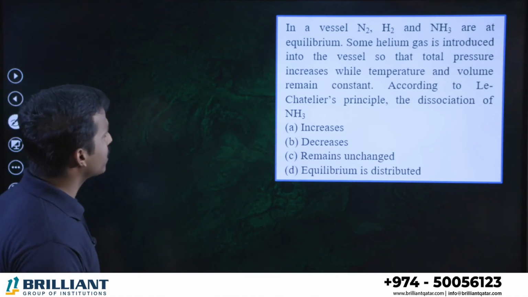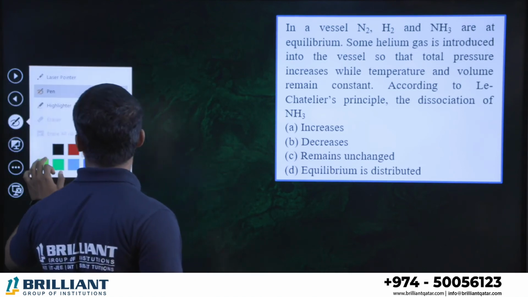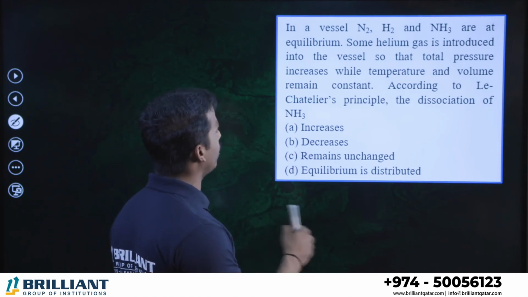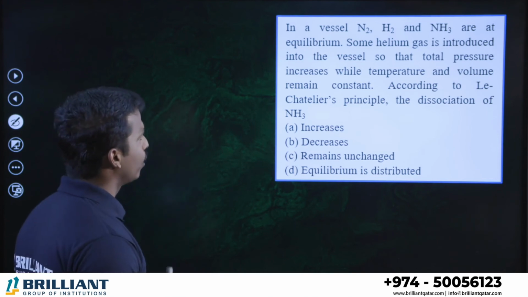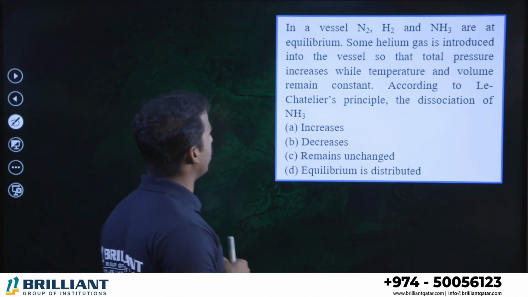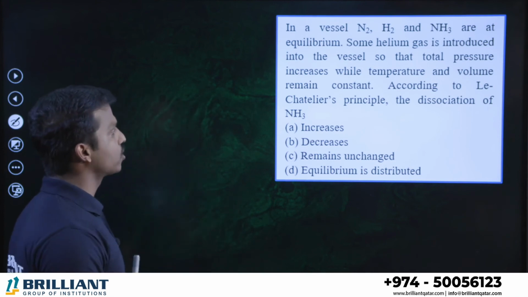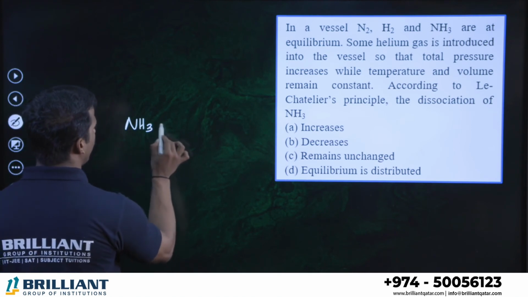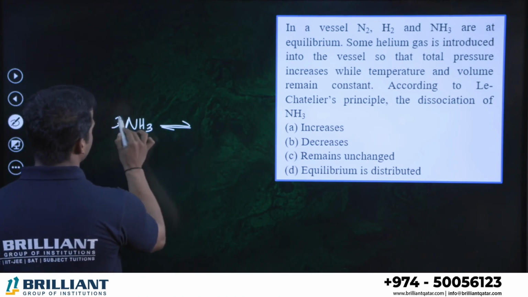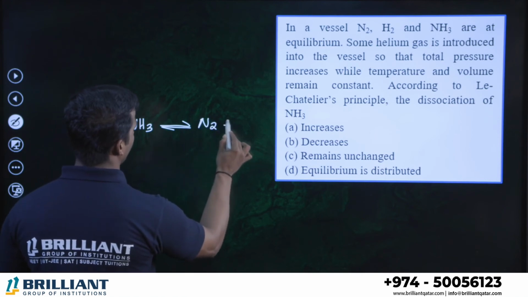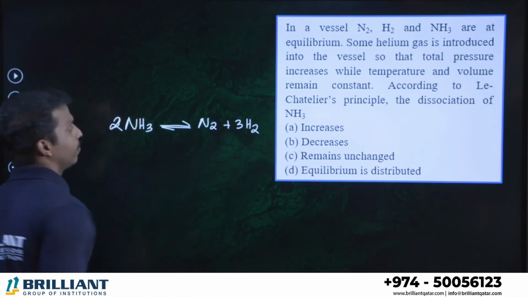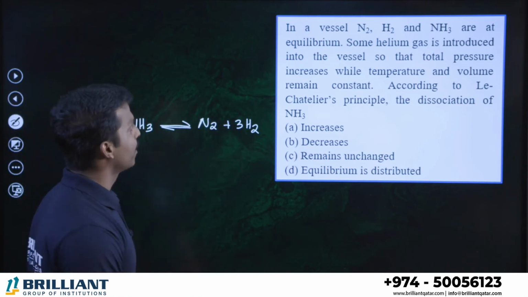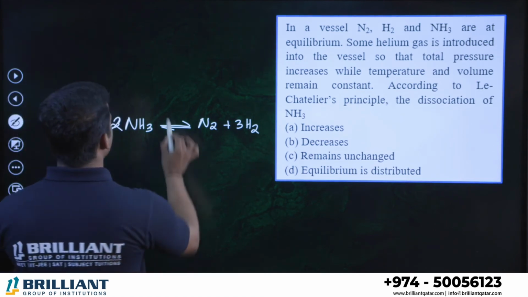Next one. In a vessel, nitrogen, hydrogen and ammonia are at equilibrium. Some helium gas is introduced into the vessel so that the total pressure increases while temperature and volume remain constant. According to Le Chatelier's principle, dissociation of ammonia. We studied ammonia on dissociation: we will get N2 plus 3H2. Ammonia on decomposition gives nitrogen and hydrogen gas. Clear? Now, the question: which gas are you going to add?